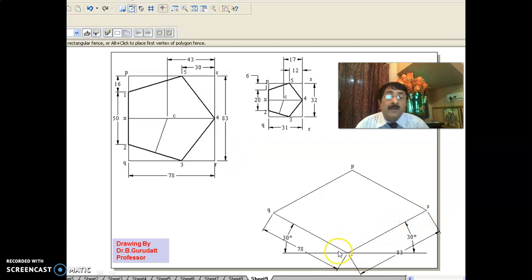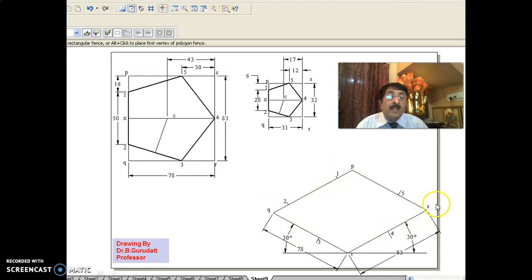Anyway, it's a midpoint. Then cutting 30 mm from here, you should get 3 here. Cutting 30 mm here, you should get 5 here. Cutting 16 mm from here, you should get 1 here. Cutting 16 mm from here, you should get 2 here. In that way, I've just cut here 1, 2, 3, 4, 5.